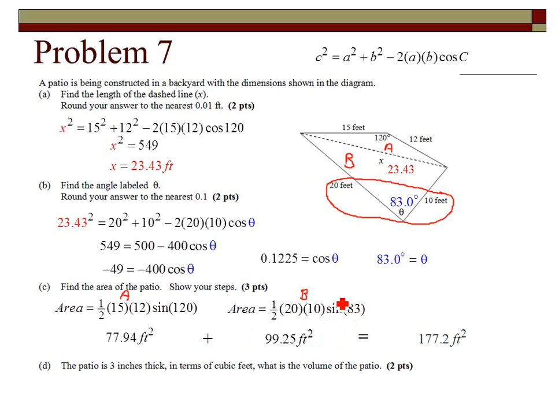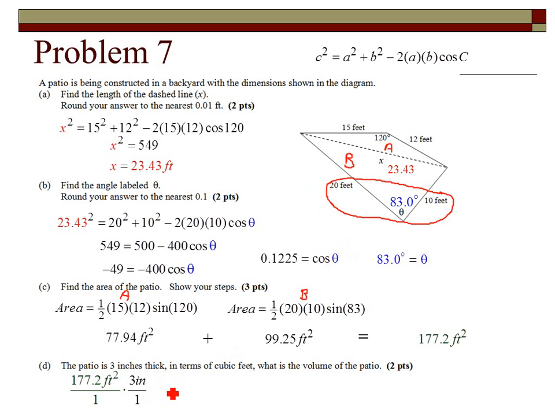And the last part is a volume part. This is the base area, the whole thing, and I'm going to multiply it by a thickness. Well, the thickness is 3 inches. So I may think, oh, I'm going to take 177.2 feet squared times 3 inches. Well, my answer needs to be in feet cubed or inches cubed. I could do it in inches cubed too, but that's going to make it more complicated. So what I need to do is multiply by something here so I just get it in terms of feet. Well, I know that 1 foot is equal to 12 inches.